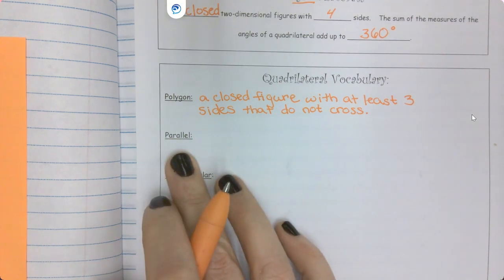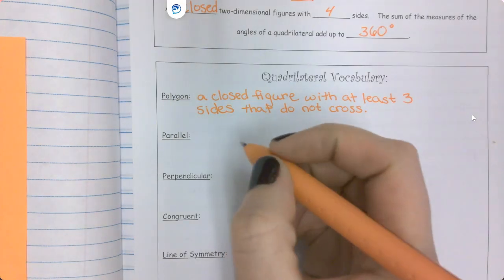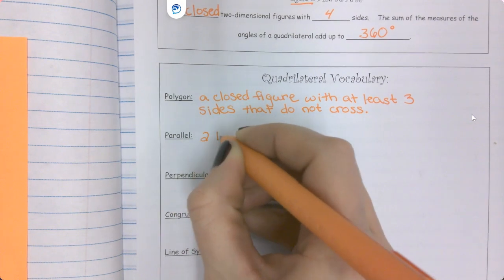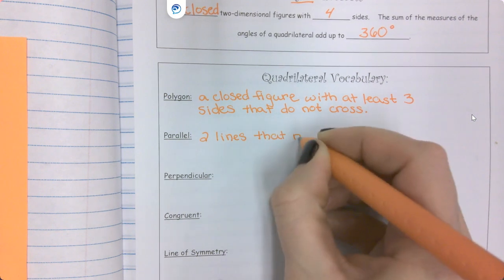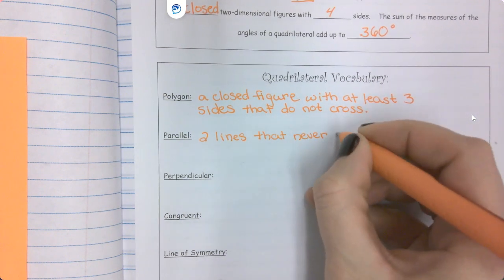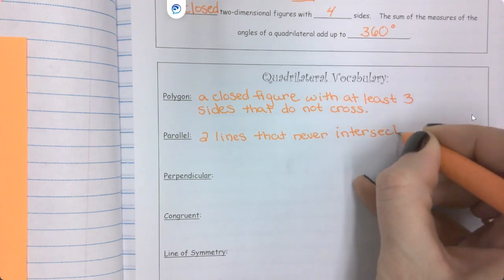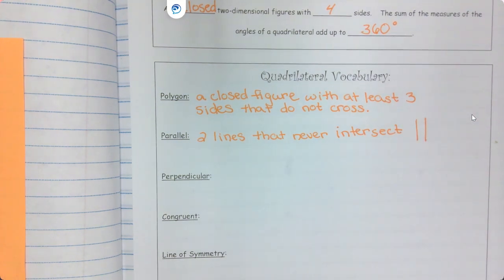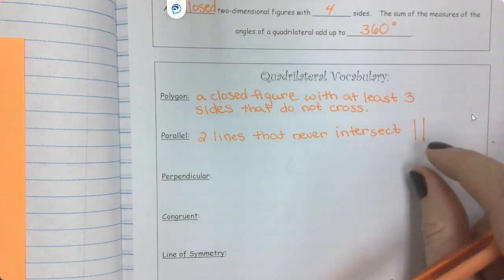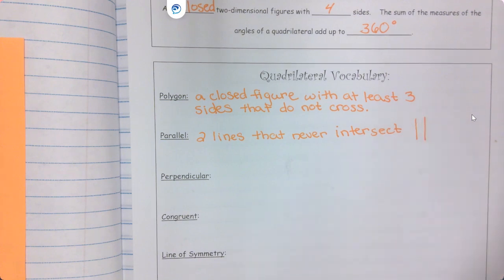One of them being parallel. So parallel means, and you may have heard this before, it is when it's 2 lines that never intersect. That means even if I were to extend the lines, they would not cross each other. So these 2 lines would be an example of parallel lines. Kind of like railroad tracks, like the metal part of the railroad tracks, not the wooden slats that go across. But the metal rails, they would never cross each other. Even if I extended the lines, they wouldn't cross.